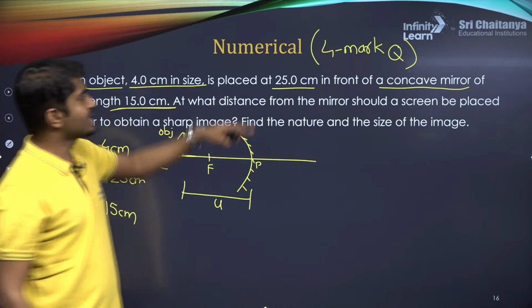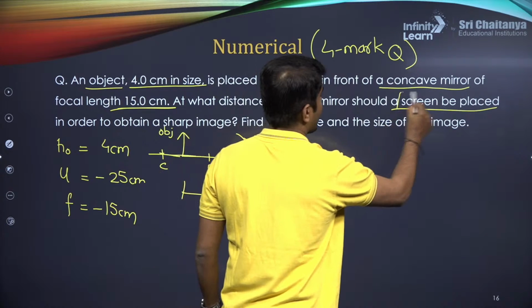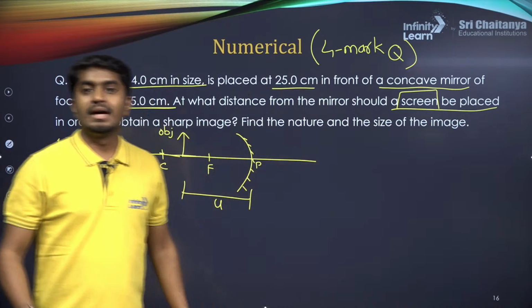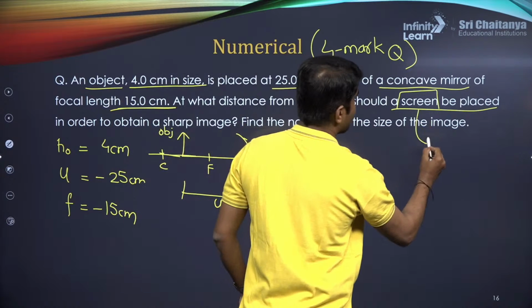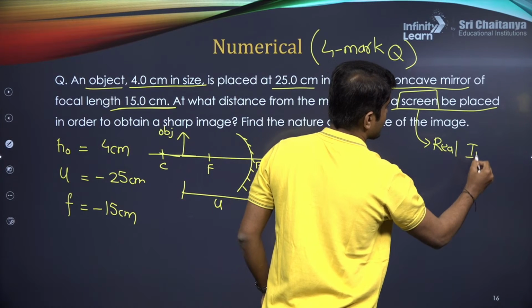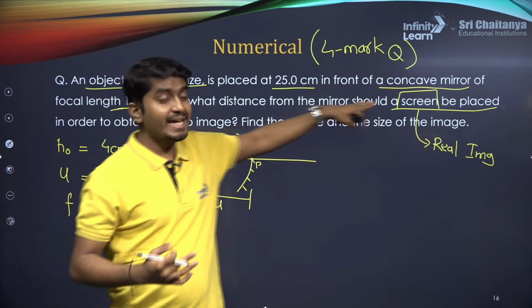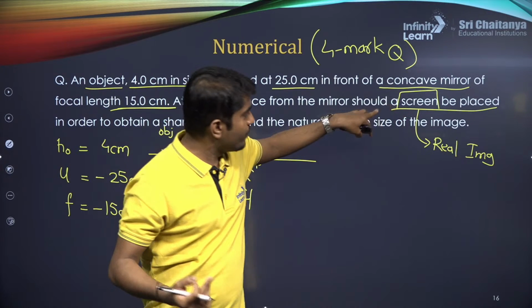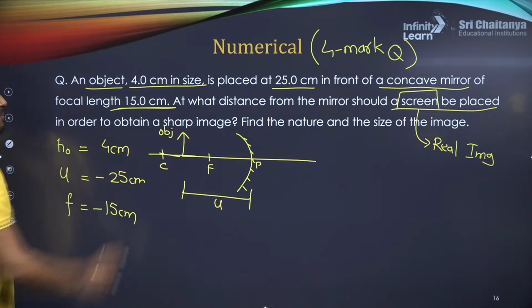At what distance from the mirror should a screen be placed? Now they have asked screen. So when can you use a screen? If it is a real image. So there is a real image. So यहाँ पे हमें बोला गया है the image is a real image. So where will you place a screen so that you will get a sharp image?